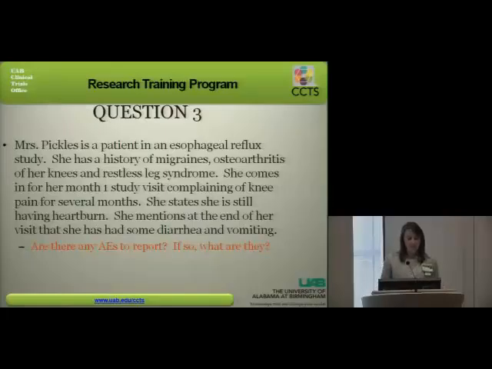So the next question. Ms. Pickles is a patient in an esophageal reflux study. She has a history of migraines, osteoarthritis of her knees, and restless leg syndrome. She comes in for her month 1 study visit complaining of knee pain for several months. She states she is still having heartburn. She mentions at the end of her visit that she has had some diarrhea and vomiting. Are there any adverse events to report, and if so, what are they? So Ms. Pickles has the following adverse events: diarrhea and vomiting.